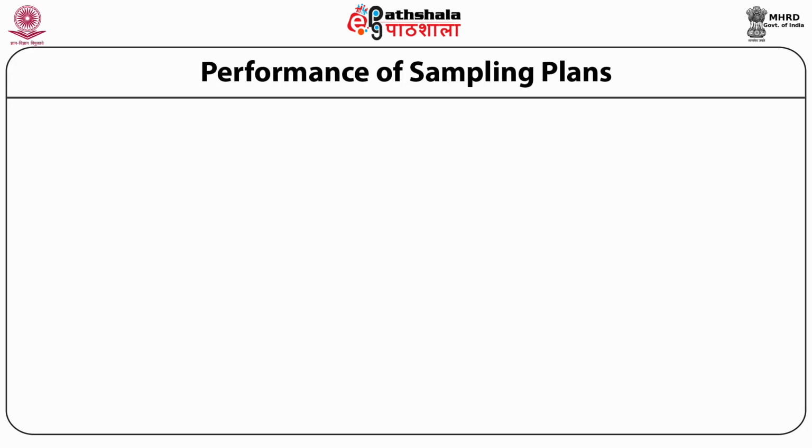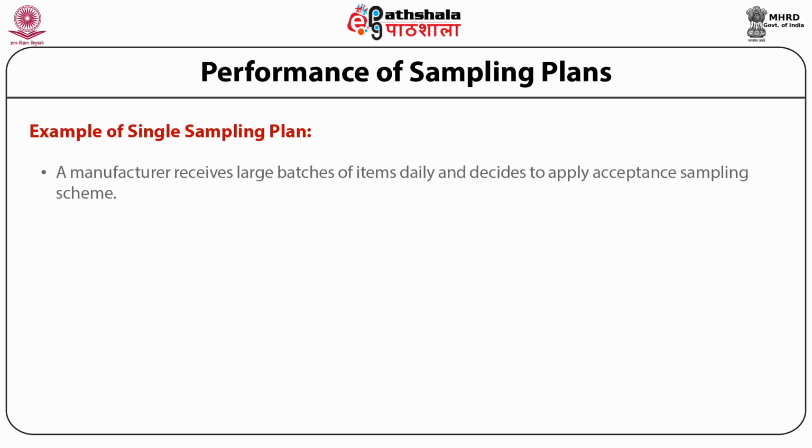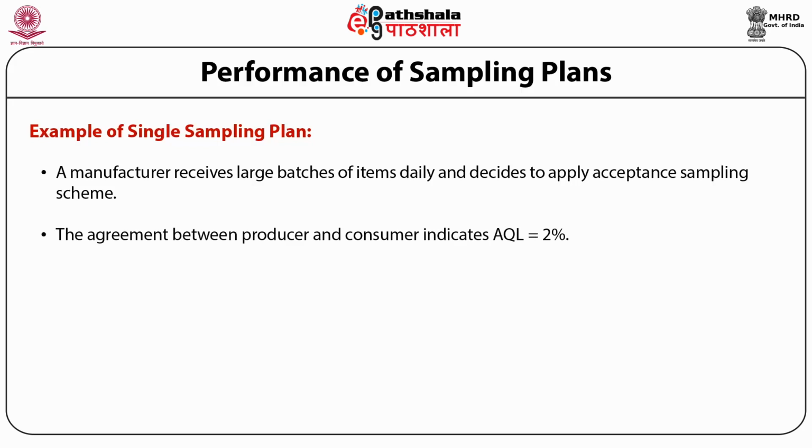Performance of sampling plan. Example of single sampling plan. A manufacturer receives large batches of items daily and decides to apply acceptance sampling scheme. Three possible plans are considered, each of which require a sample of 30 items. The agreement between producer and consumer indicates AQL equal to 2%.